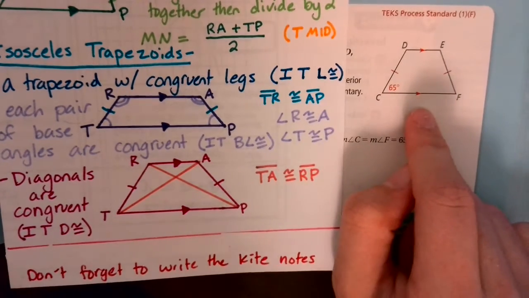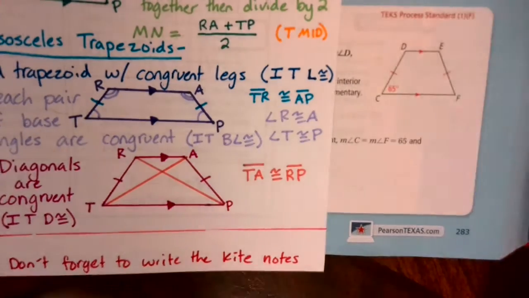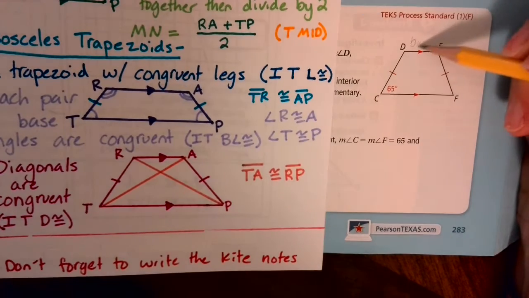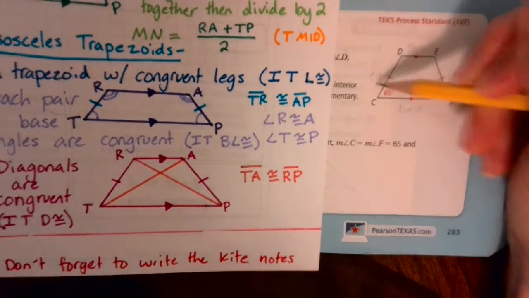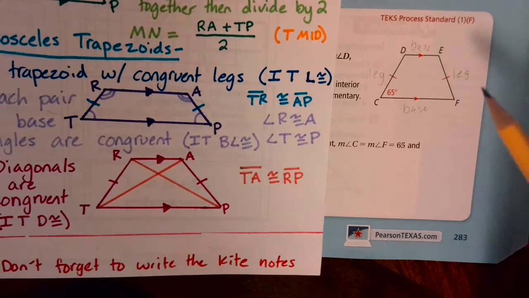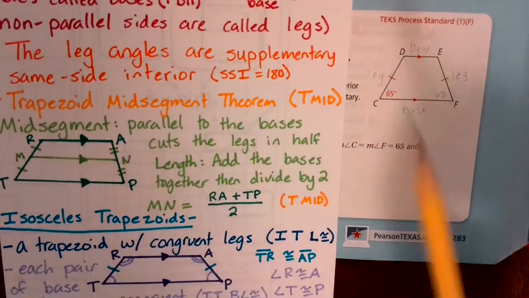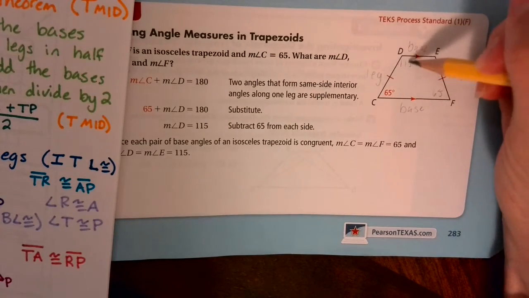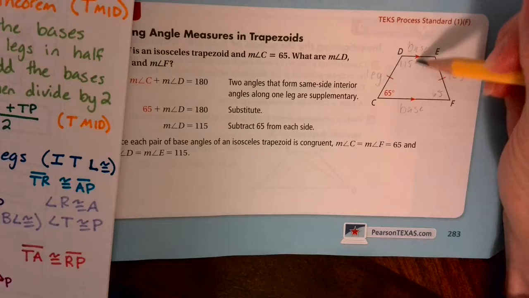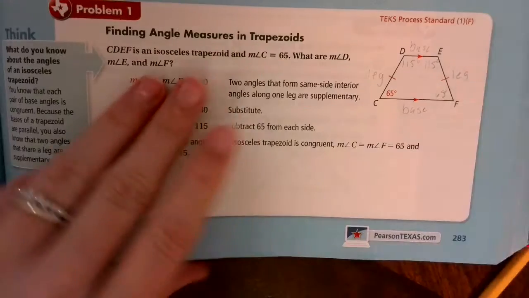We can always recognize the bases, and it may be handy to even write it on there to just say, hey, the parallel sides, those are my bases, and the non-parallel sides, those are my legs. Highly recommend writing that on there. So then if this is 65, this is 65, and we know that leg angles are supplementary. So 180 minus 65 would give us 115 for these two angles. Okay, so that's how we would do that problem. I'll erase that in a moment.